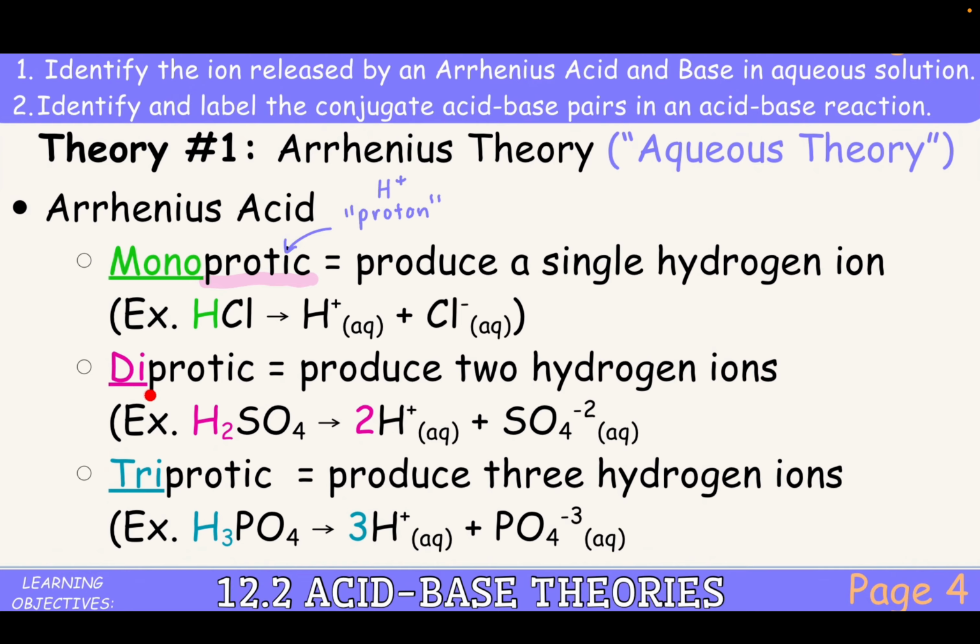Diprotic, di meaning 2, means that 2 hydrogen ions will be produced. Something like H2SO4, which is sulfuric acid, will dissolve in water and as a result release 2 hydrogen ions in that solution, because there are 2 hydrogens in sulfuric acid. And then we can also have triprotic acids, tri meaning 3. They're going to release 3 hydrogen ions. Something like phosphoric acid has 3 hydrogens, and therefore it will release those 3 hydrogens in solution.